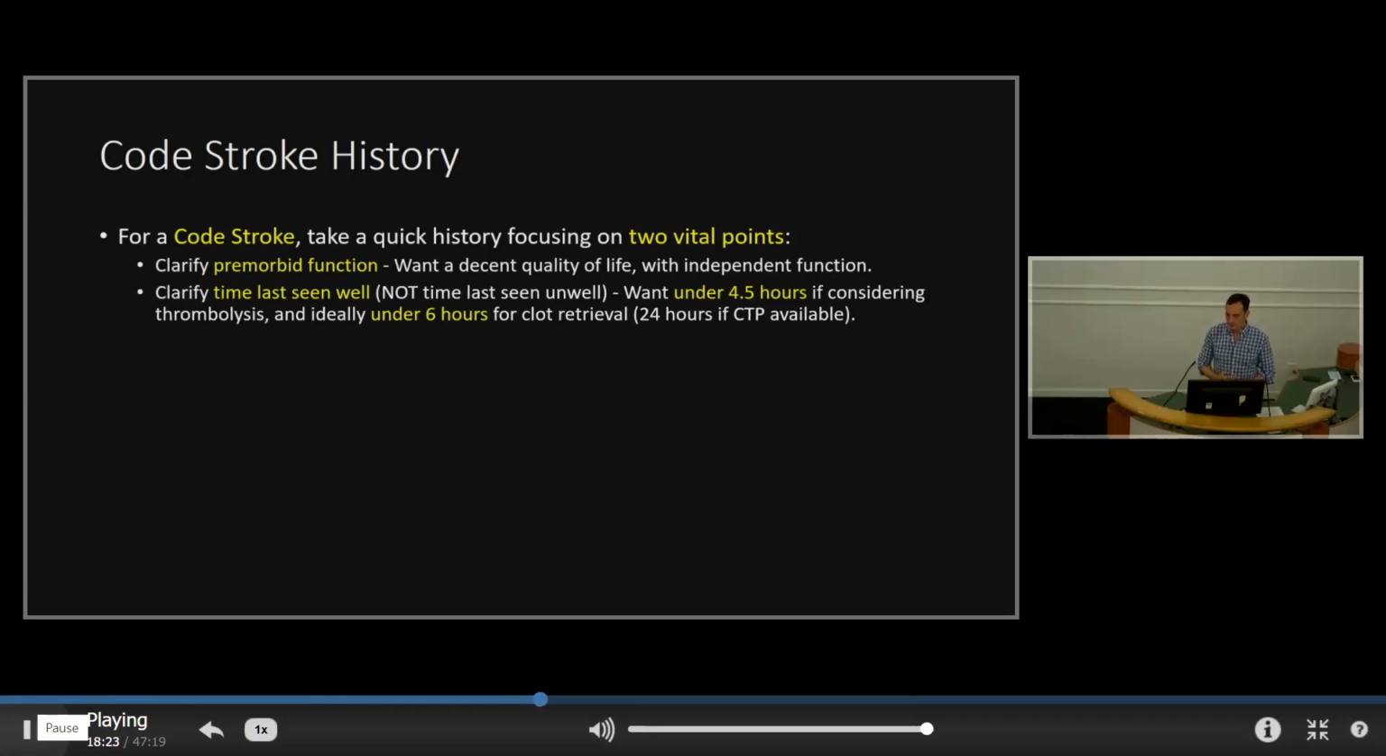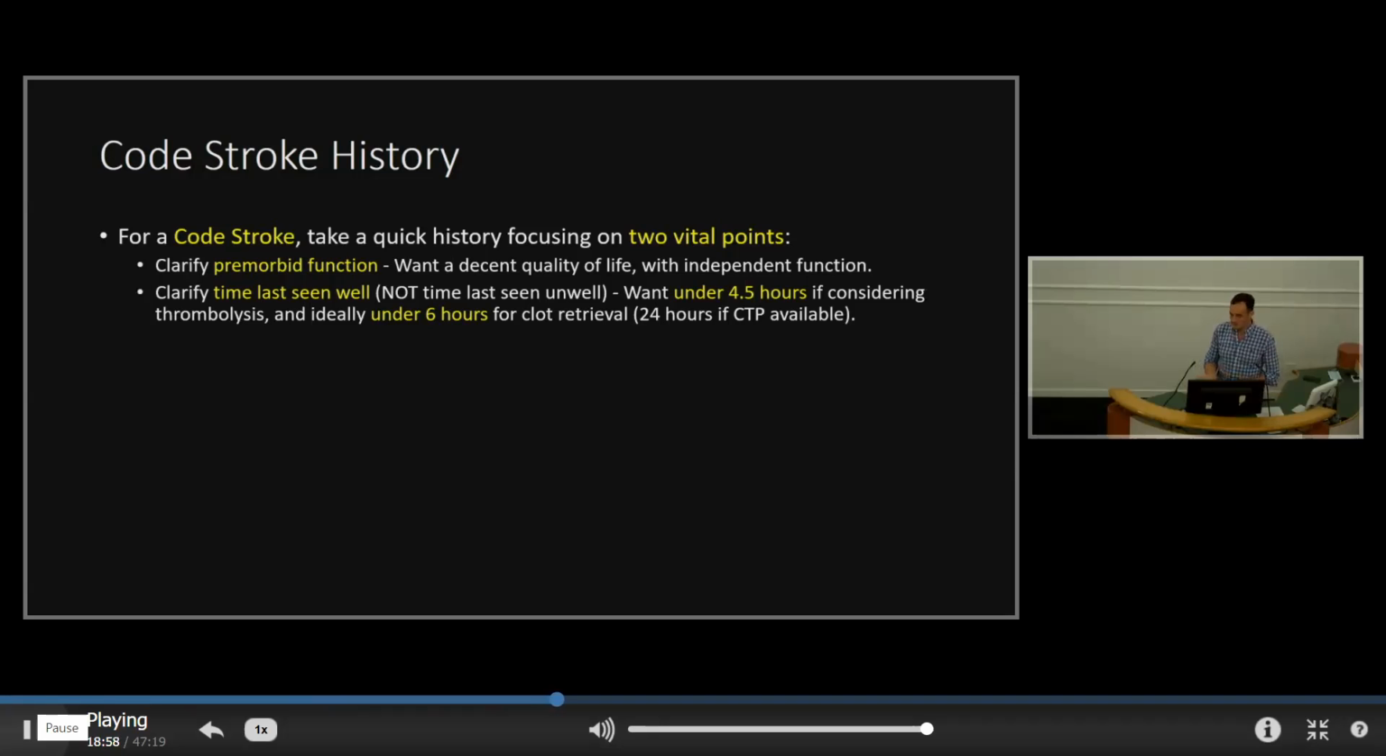Also, we have to clarify the time last seen well. It's good to know when they were seen unwell, but we must know when they were last seen well, because the stroke could have happened any time after the time they were last seen well. So, for example, in wake-up stroke, this is a classic issue. The person was found at 9 a.m. with symptoms of a left middle cerebral artery stroke. However, if they were found like that, then we have to take the onset time as potentially 8 p.m. the night before when they went to bed.